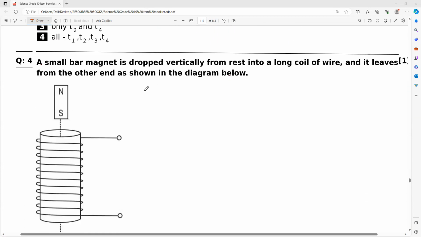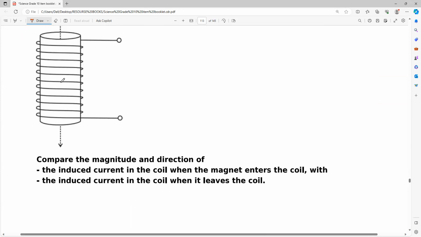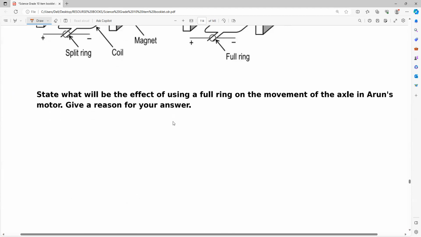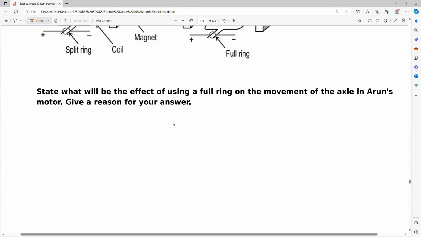So this is the question, and the diagram also. This is also deleted, induced current, so we don't have it and we don't need to worry about it. Okay, next, a DC motor question, deleted. We don't have it, so we don't need to worry about it. Next we'll go with this question.